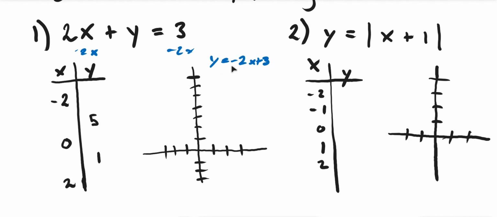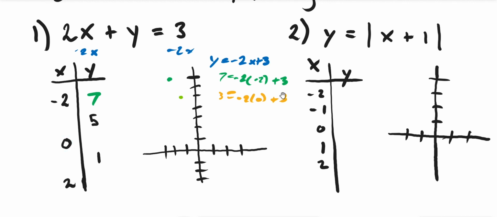When we do that, we wind up with y equals minus 2x plus 3. And this will give us an output of y for an input of x. We've solved for y in terms of x. So let's look at this point, minus 2. If I plug in minus 2 here, I get minus 2 times minus 2, that's positive 4, plus 3 is 7. So that would be this point here, minus 2, 7. And let's fill in our table with minus 2, 7.